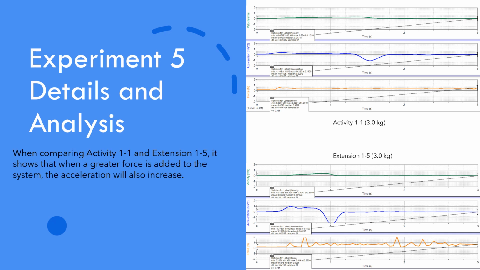And when we take a look, the graph at the bottom is extension 1.5, and when you compare that to the graph on the top for activity 1.1, the force has definitely increased. And if we want to take a look into the acceleration between activity 1.1 and extension 1.5, it does also look like as we increased the force in extension 1.5, the acceleration also did increase.